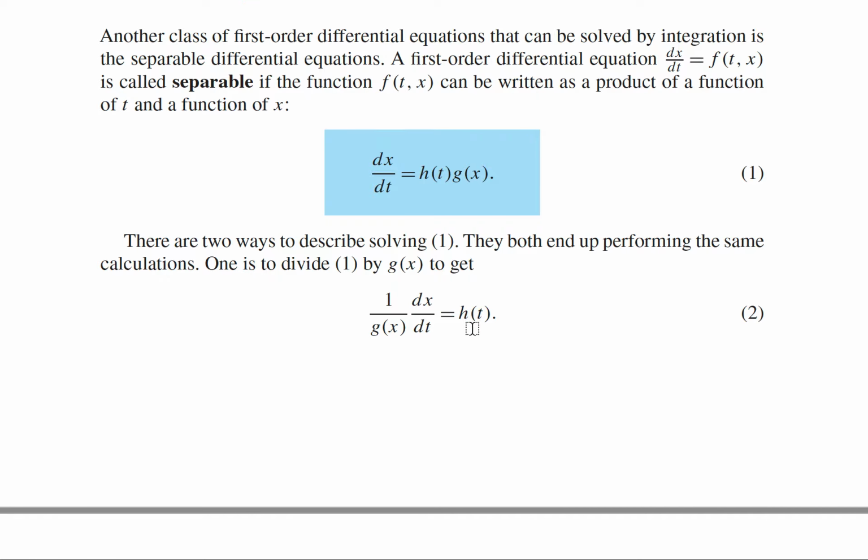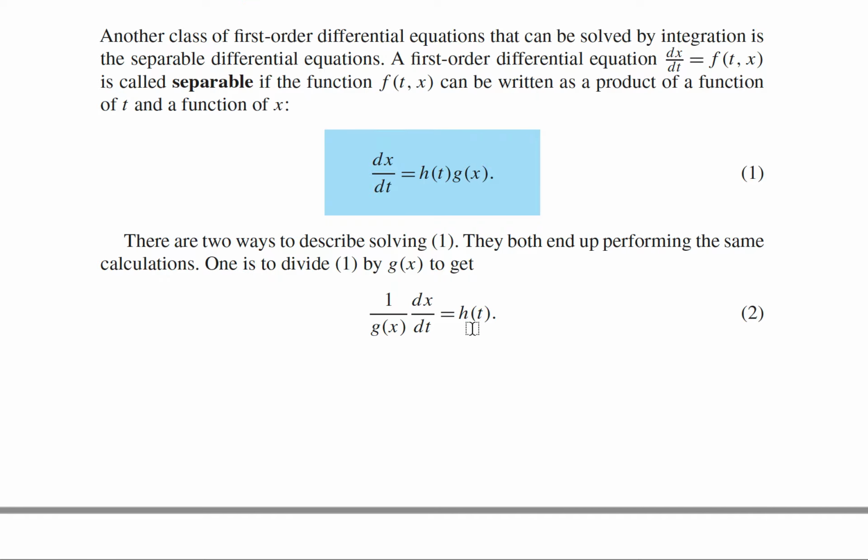Now, let us consider one specific example. I want to solve this first order differential equation: x prime is equal to x squared cosine of t. What I do is divide x squared to the left hand side, so I have dx over x squared. I multiply dt to the right hand side, so I have cosine t dt. In this case, x and t are separated. This is why this is called a separable equation.